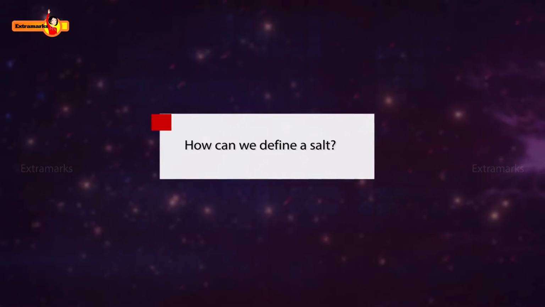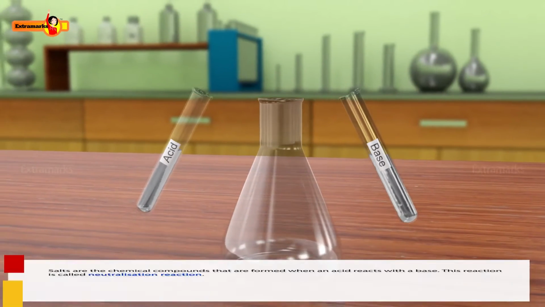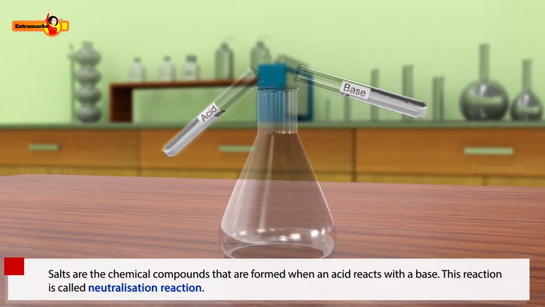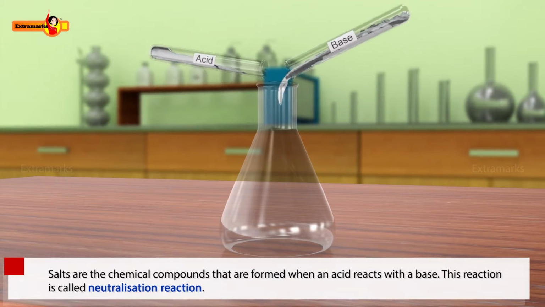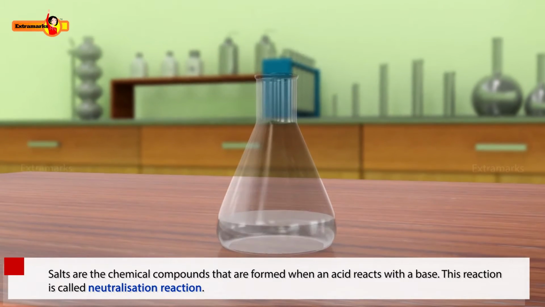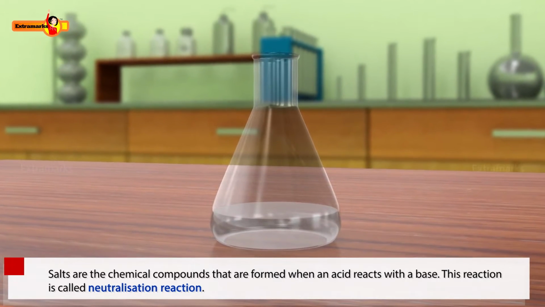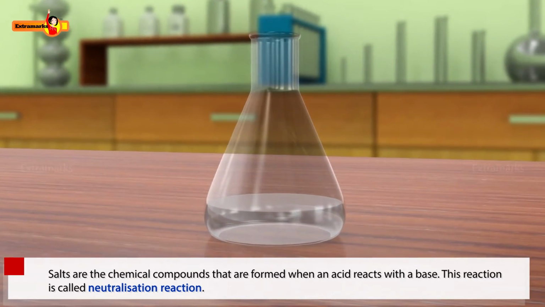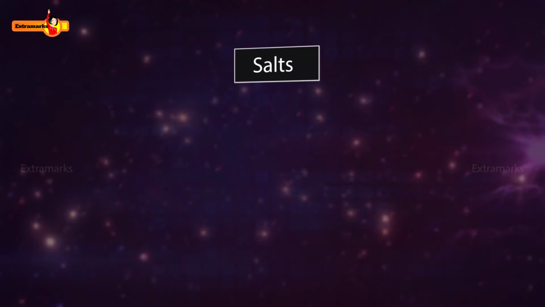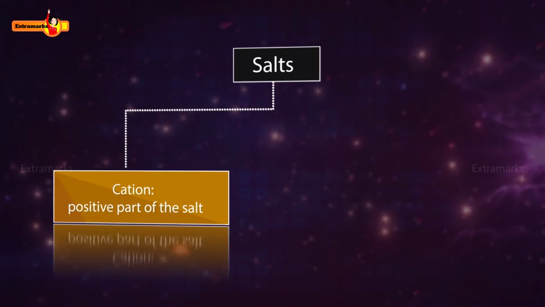How can we define a salt? Salts are the chemical compounds that are formed when an acid reacts with a base. This reaction in general is called neutralization reaction. Generally, a salt consists of a cation and an anion.